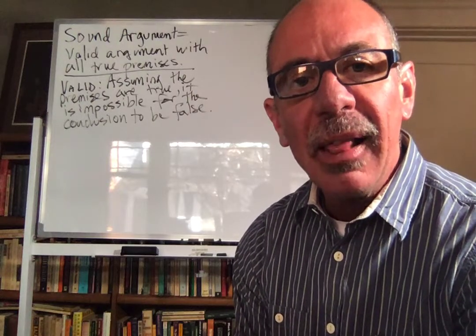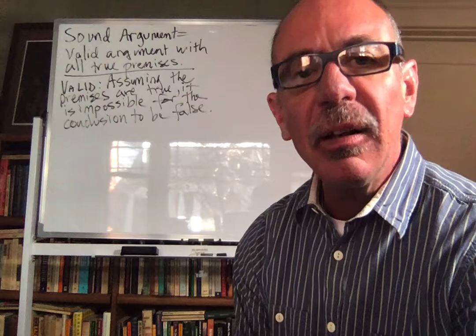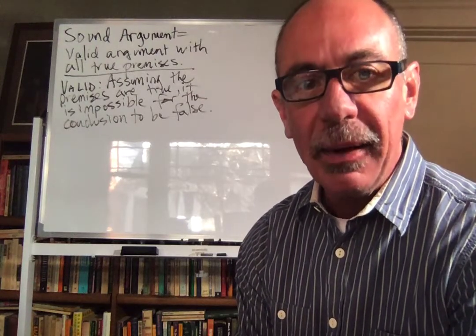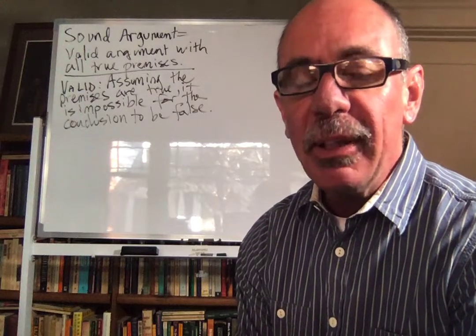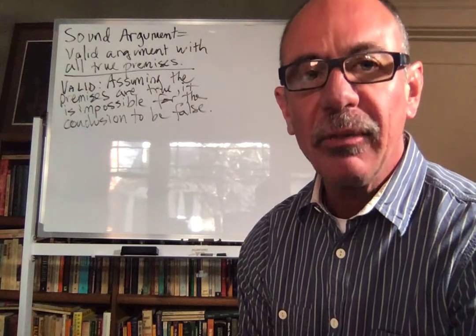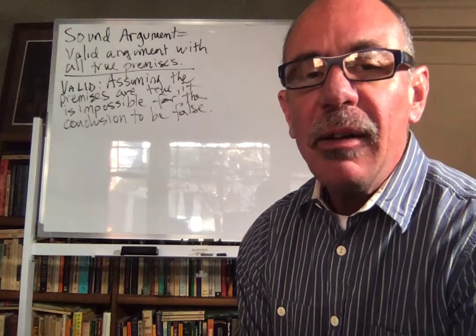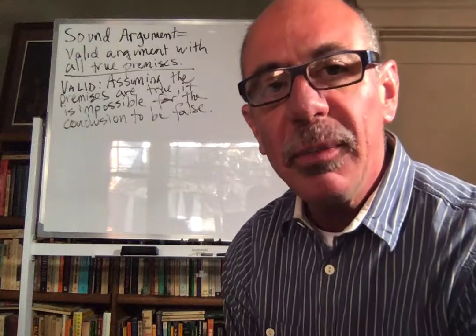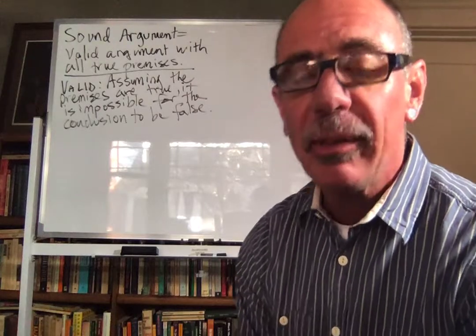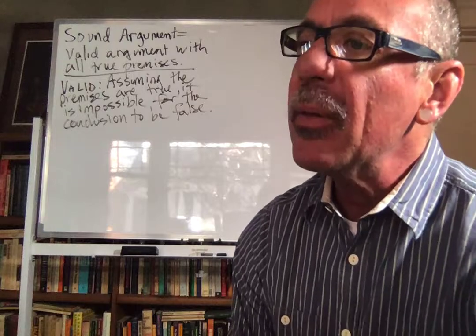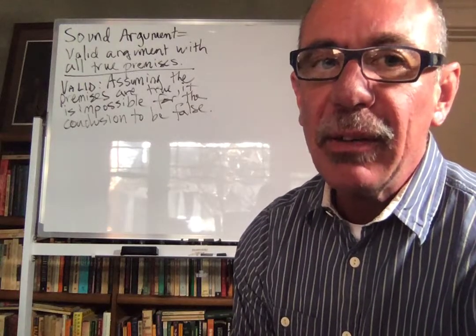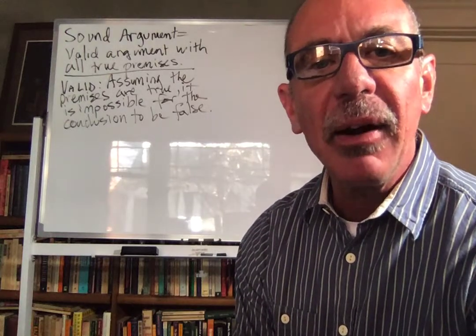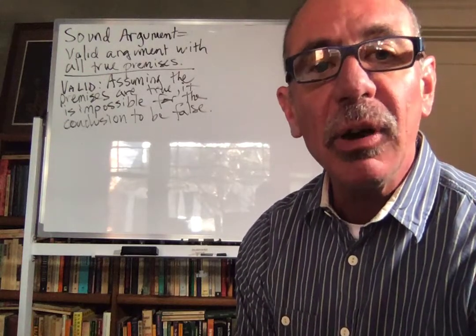But the word valid is a technical concept within logic. Here's what it means for an argument to be valid. It means that, assuming the premises are true, it is impossible for the conclusion to be false. Now notice that we can assume things are true when we know they're false. We can assume things are true when we don't know one way or the other whether they're true or false. So the definition of valid argument does not imply that the premises of a valid argument are necessarily true.